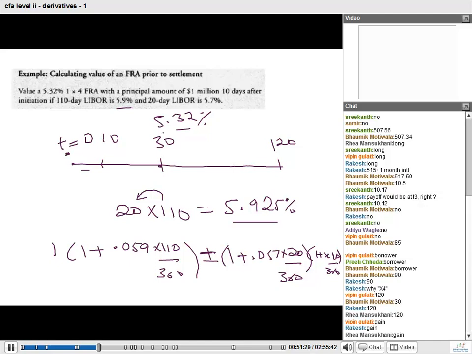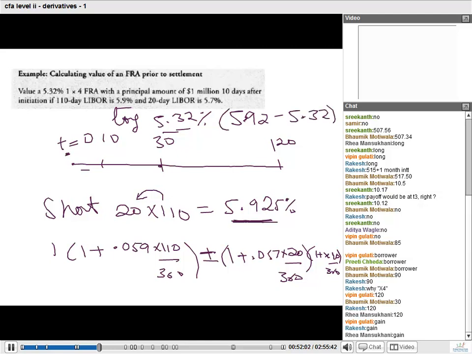So this FRA I was long. I was borrowing at this rate and I will lend it at this rate. So now you short the 20 into 110. That means you lend at 5.925%. You are borrowing this money at 5.32%. So what is the savings that you have realized? It will be 5.92 minus 5.32.